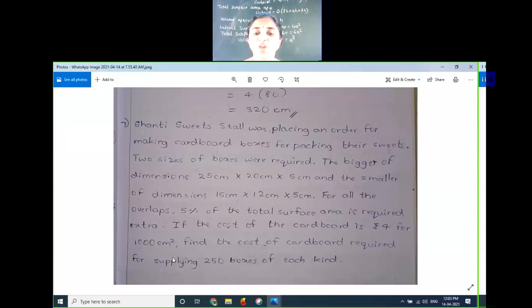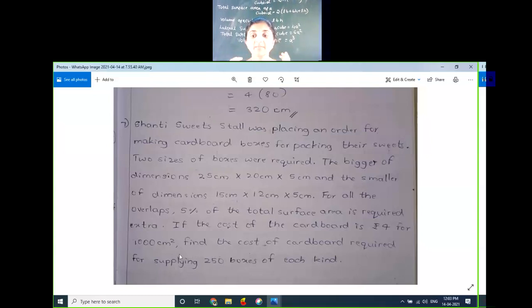Okay, for all the overlaps, 5% of the total surface area is required extra. If the cost of the cardboard, so they will prepare the sweet box from cardboard sheet. Cardboard is rupees 4 for 1000 centimeter square. For 1000 centimeter square, rupees 4 cardboard. Find the cost of cardboard required for supplying 250 boxes of each kind.